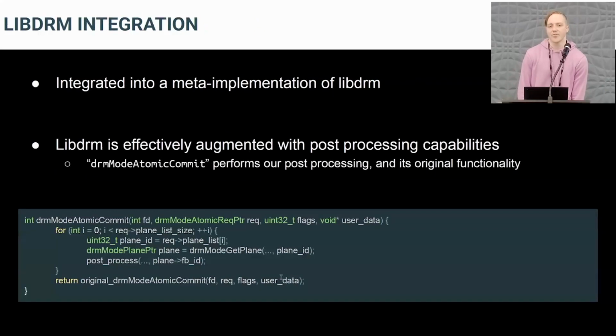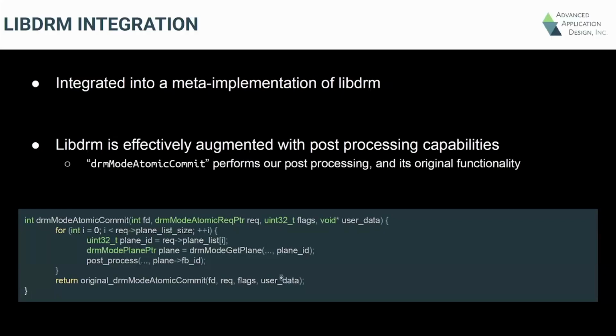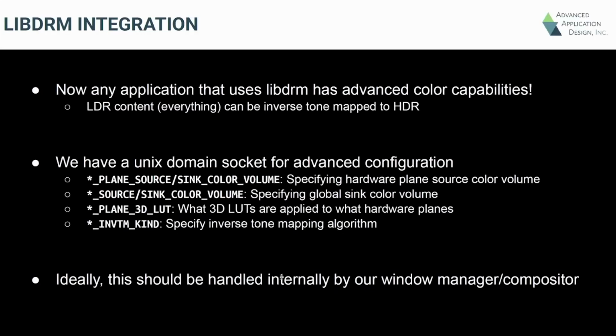So in our approach, we actually integrated this into a meta implementation of libdrm. For those that don't know, libdrm is the standard user space library for mode setting in Linux. And this effectively augments libdrm with post-processing capabilities, which effectively augments every application that uses libdrm in Linux with advanced color processing capabilities. So X11 and Wayland compositors basically get free HDR support by linking to my meta implementation of libdrm without actually having to do anything themselves.